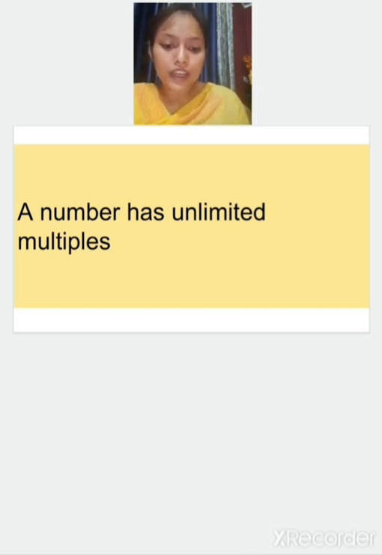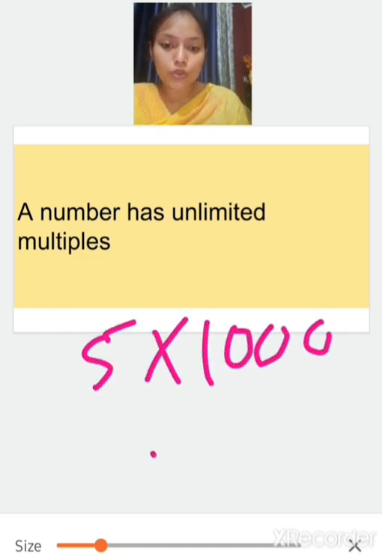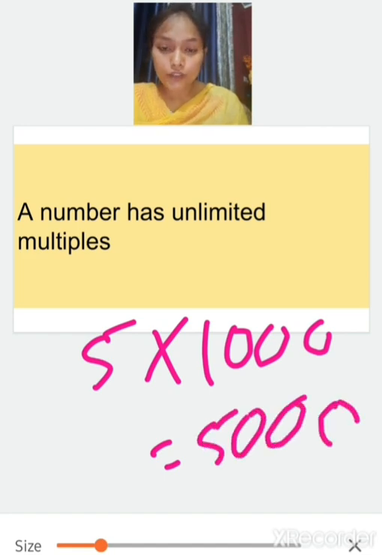So infinite numbers mean infinite multiples. If I multiply 5 by 1000, it will be 5000. So we can say 5000 is a multiple of 5. If I say 10,000, it will be 50,000. Then 1 lakh, it will be 5 lakhs. Similarly, unlimited multiples can be there. But in the case of factors, it was limited. But multiples can be unlimited.